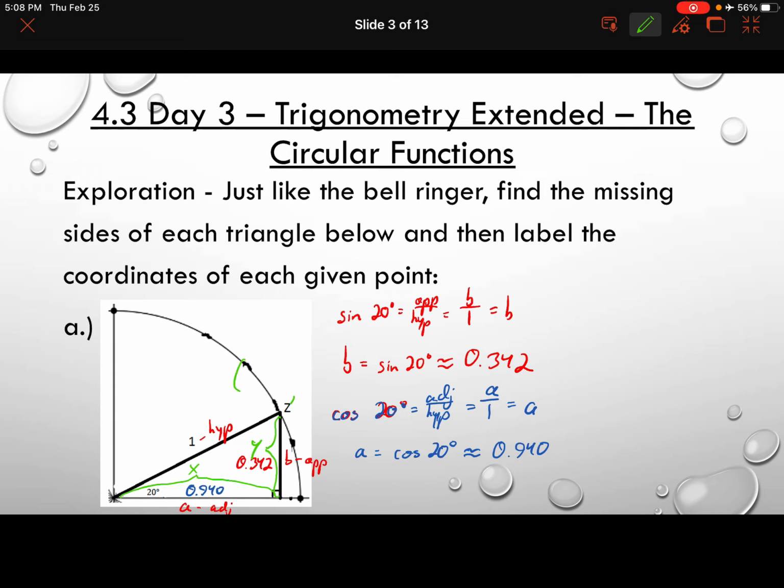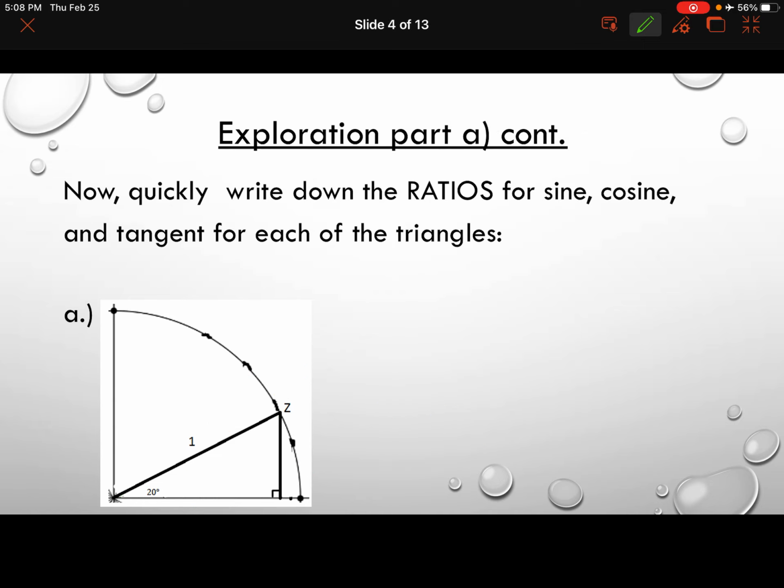So that means our point is 0.940, comma 0.342. X value, y value. Hopefully that wasn't too bad. So once again, just like the bell ringer, nothing different. Now in this next part, I say to write down the ratios, keyword here, for sine, cosine, and tangent.